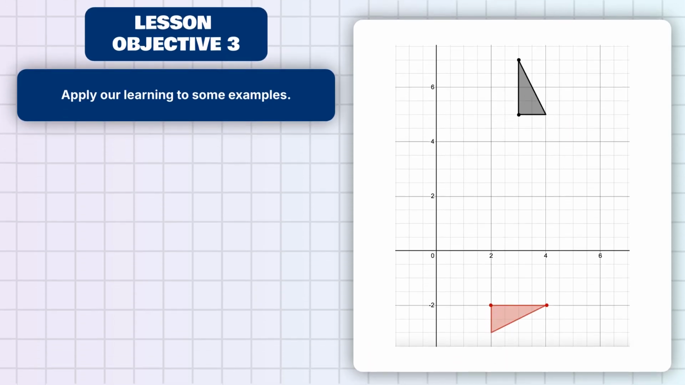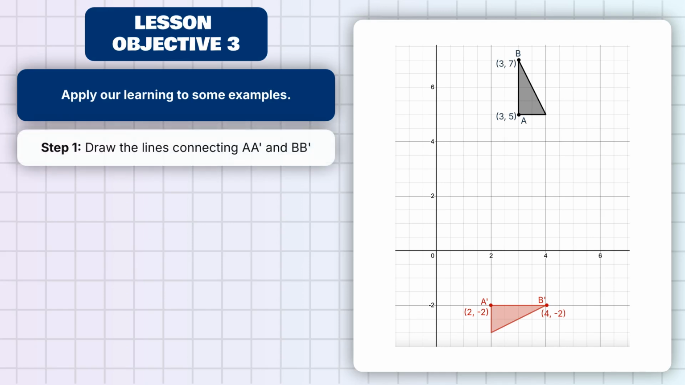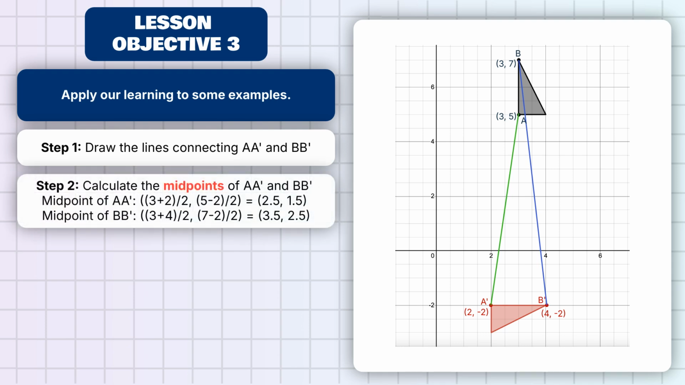Let's work through an example to illustrate these steps clearly. Given those two triangles with points A (3, 5) and A prime (2, -2), B (3, 7) and B prime (4, -2), let's find the center of rotation. Step 1. Draw the lines connecting A and A prime, and B and B prime. Step 2 is to calculate the midpoints of AA prime and BB prime.